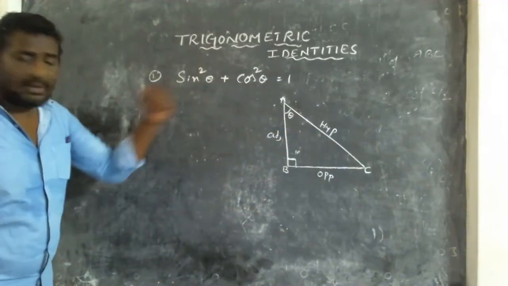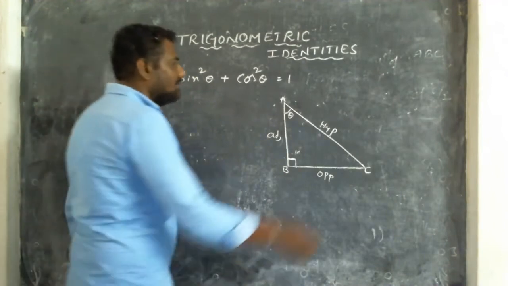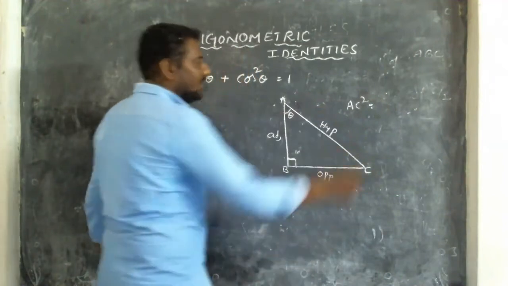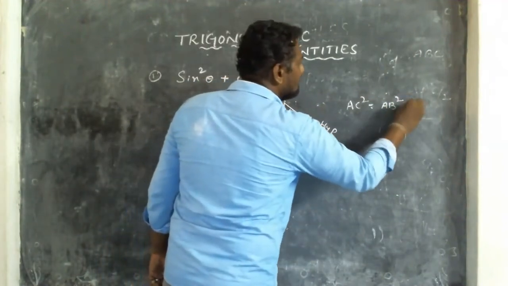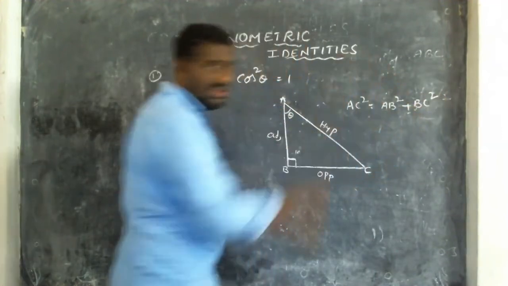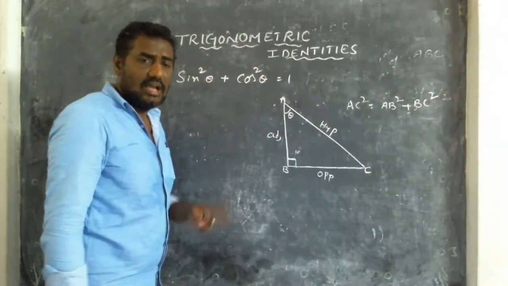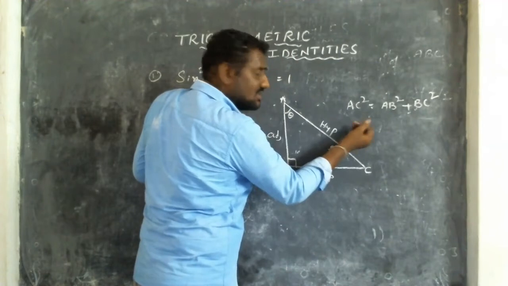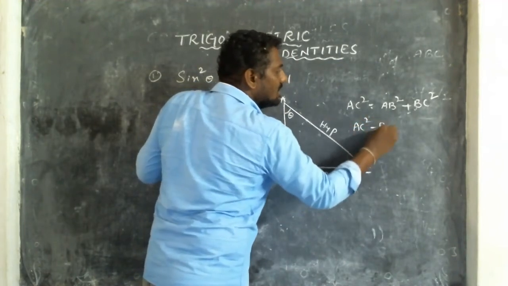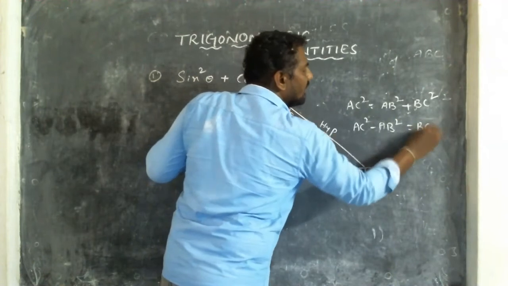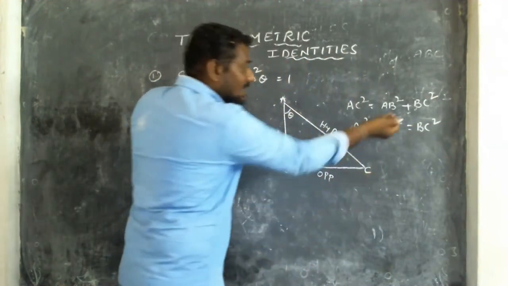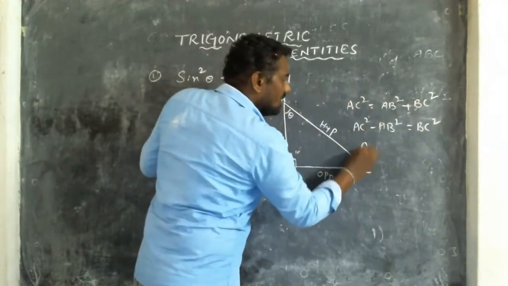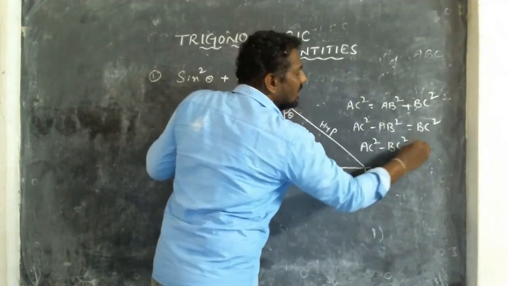Now I will apply Pythagoras here. AC square equals the longest side square, so AC square equals AB square plus BC square. From this equation I can write two more relations. One time I send AB square to the left side, and I can write AC square minus AB square equal to BC square. Now I send BC square to the left side, and I get AC square minus BC square equal to AB square.